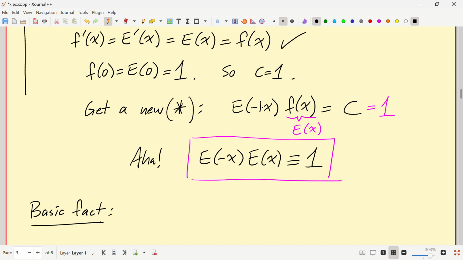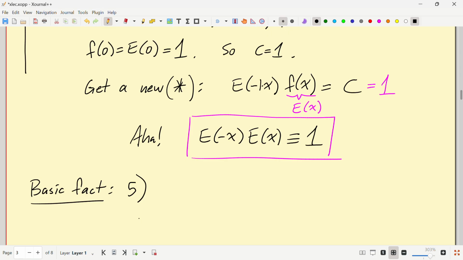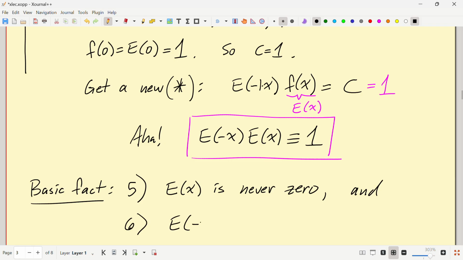What am I up to? Number 5. E to the x never vanishes. If the product of those two things is 1, neither one of them can be 0. So e of x is never 0. And not only that, I'll call this number 6, e to the minus x is 1 over e to the x. So we've got those.